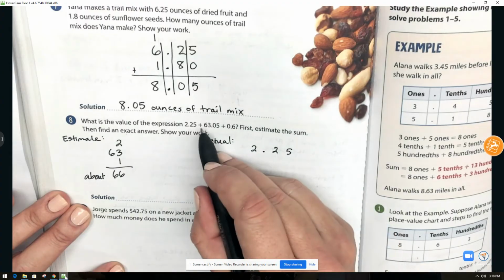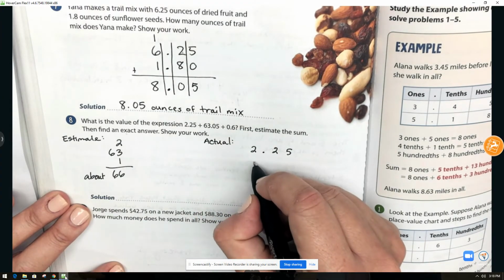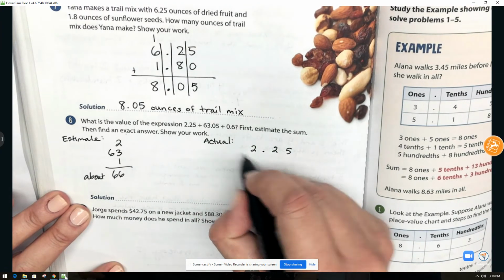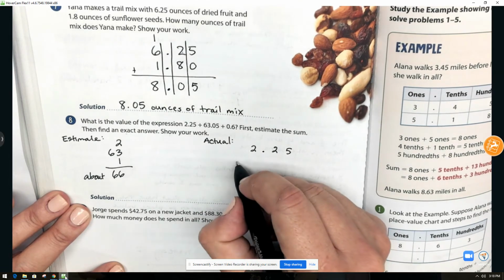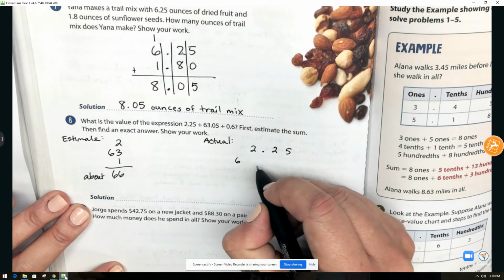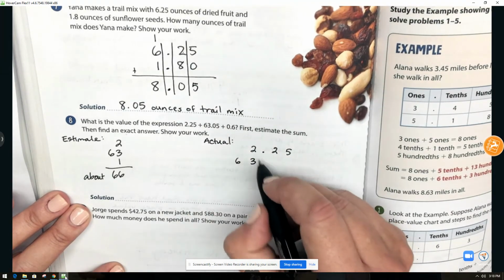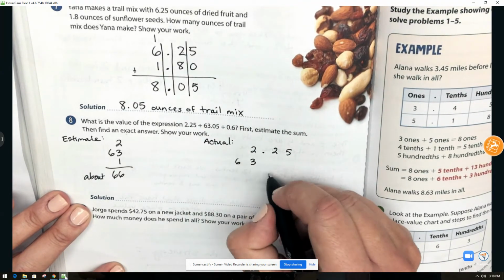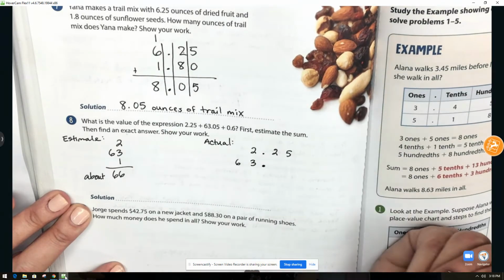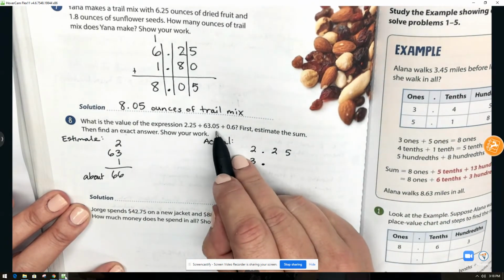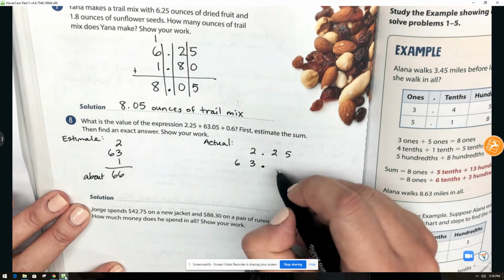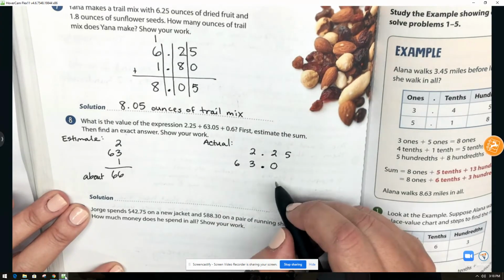Then I have a 6 in my tens. I'm not going to line it up here because it's a 10, not a 1. So my 6 is going to go over here. I have 3 ones, so my 3 ones is going to go underneath my 2 ones. My decimal is going to stay in the same place. I have 0 tenths, so I'm going to put a 0 in the tenths.